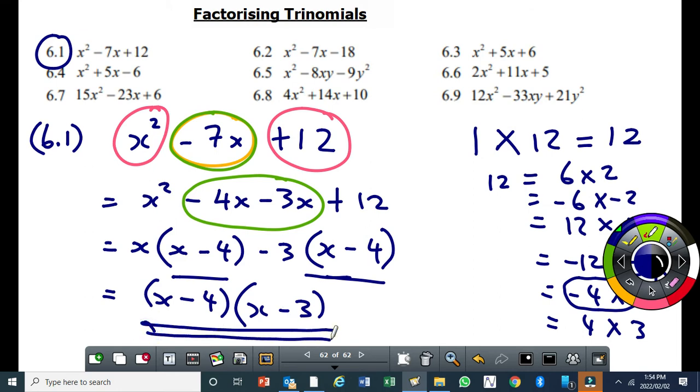Please take note that I'm a teacher and I'm trying to introduce this concept of factorization. So these two steps here, I'm showing you how I'm going to factorize. But you can move straight away from there to there, that is if you know your factors well.